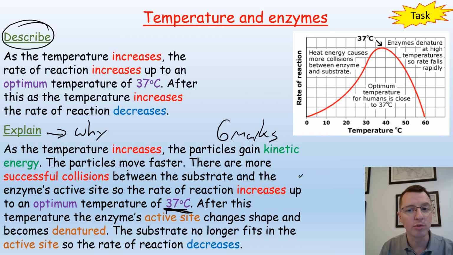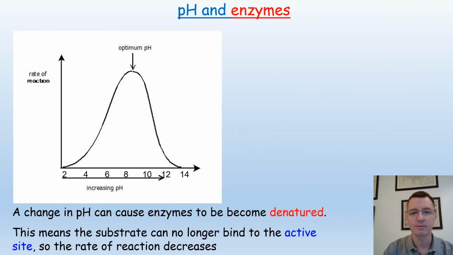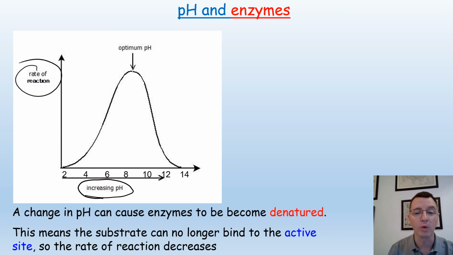Did you get all of those correct? If you didn't, please go back, make your corrections, rewrite these two paragraphs to make certain you can describe and explain this graph. What about pH and enzymes? Well, again, we've got a very similar graph here, but in terms of changing temperature, we have now increased the pH and measured the rate of reaction for an enzyme controlled reaction.